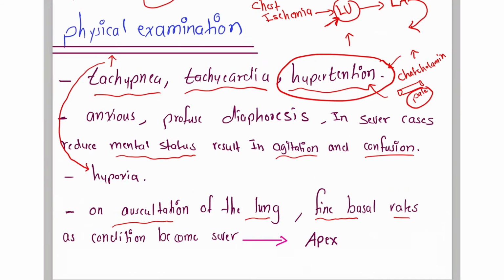On auscultation of the lung the finding is fine basal rales، يعني راح نسمع abnormal inspiratory sound result from the presence of fluid inside the capillaries mostly وين بالbasal of the lung، الbase of the lung. As condition becomes severe it will be heard in the apex، يعني بالبداية تبدي بالbase of the lung بعدين تنتشر حتى بالapex نقدر نسمعها.